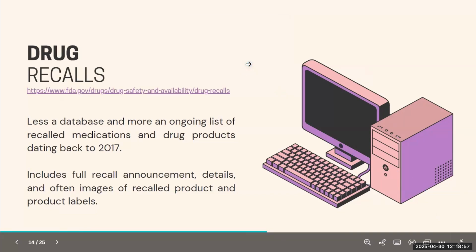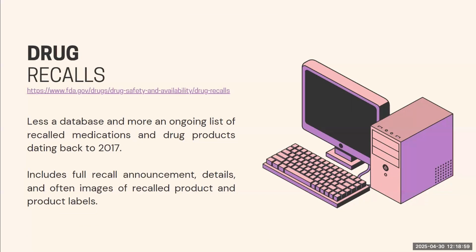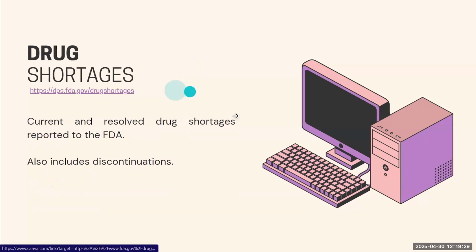Those were a little complicated. The next two I'm going to show you are much more simple. So the drug recalls database. This is less of a database and more of an ongoing list of recalled medications. It only dates back to 2017, but it is updated very regularly. And it includes the full recall announcement details and often even images of the recalled products and product labels so you can verify them against anything that is in your own supply or your own personal prescribed products and make sure that it is the same thing.